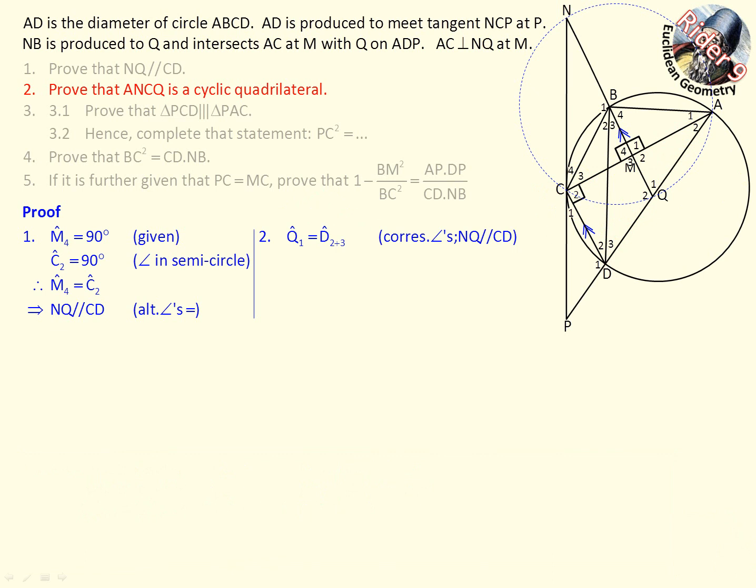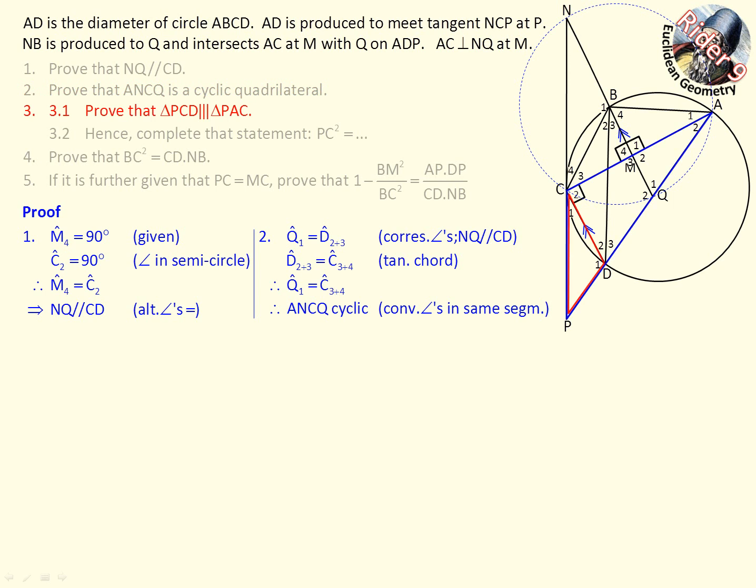Q1 equals D2 and 3. Corresponding angles, NQ parallel to CD. D2 and 3 equals C3 and 4. Tan chord. Therefore we have Q1 equals C3, 4. And there is our bow tie complete. So we could say, well, therefore ANCQ is cyclic, converse, angles in same segment. Not angles in same segment. That would say in same segment, therefore angles equal. This we're saying angles equal and in the right situation, therefore same segment.